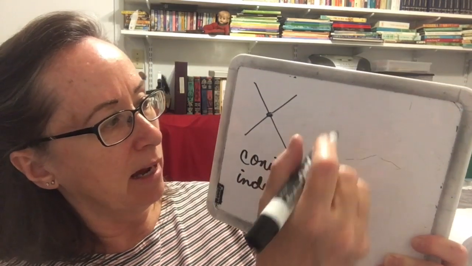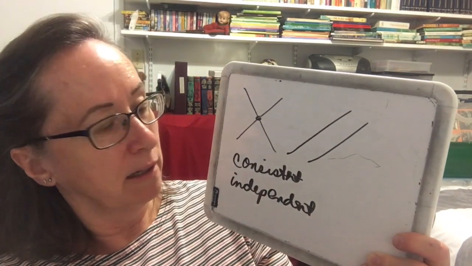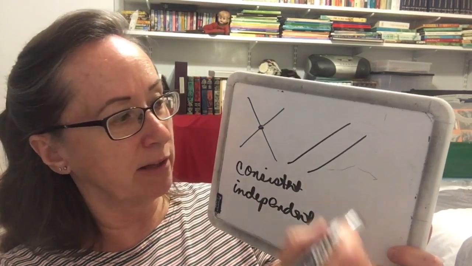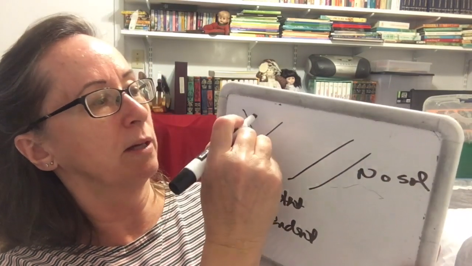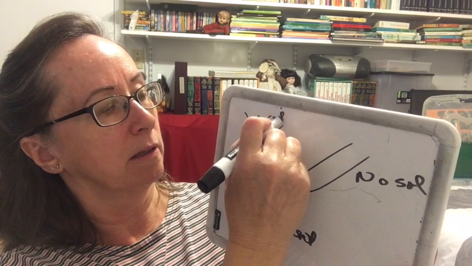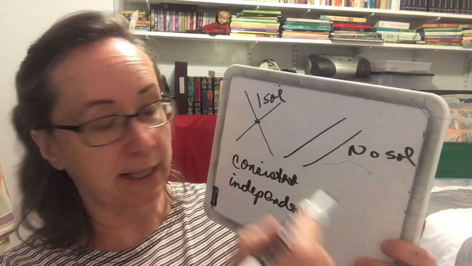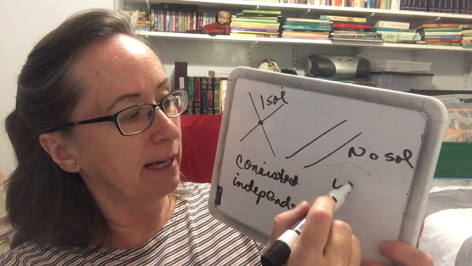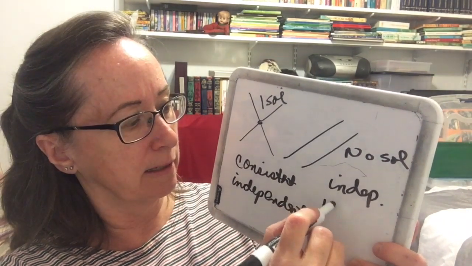Now if I have two parallel lines, they're never going to intersect. There's no solution. This one has one solution. And we call this system, well, they are independent because they're not the same line. They are independent, inconsistent.